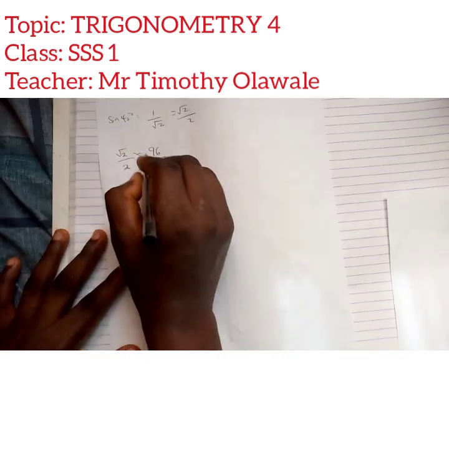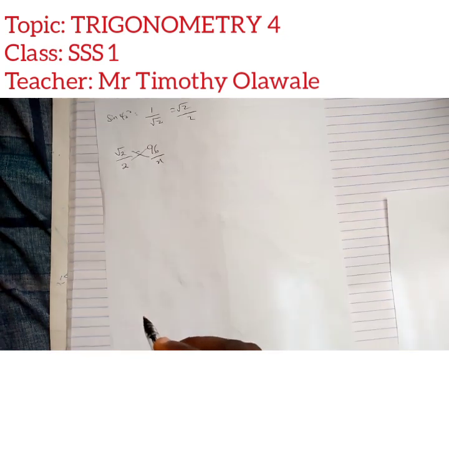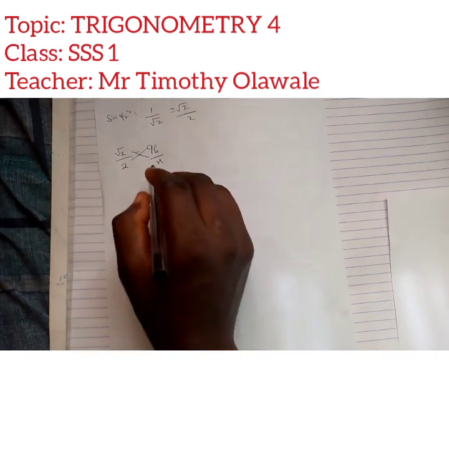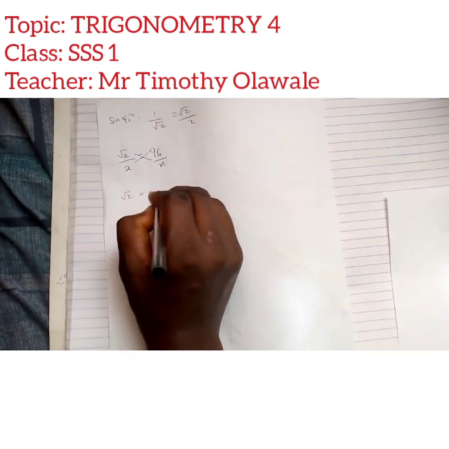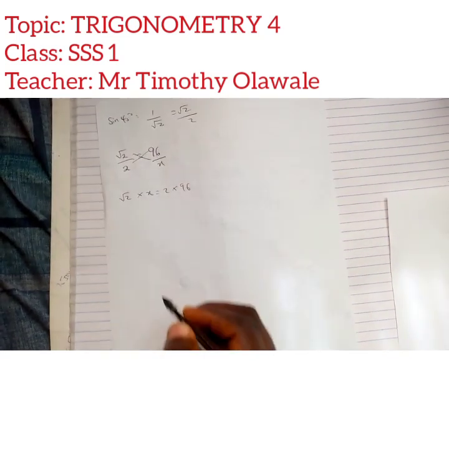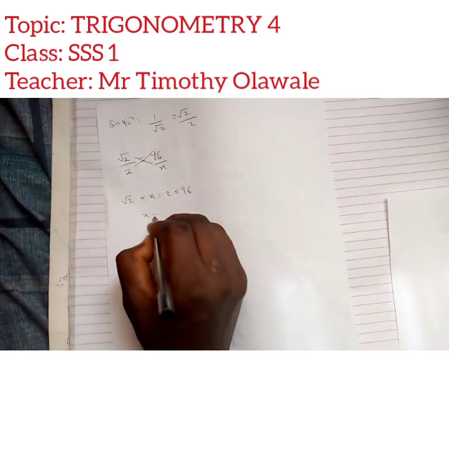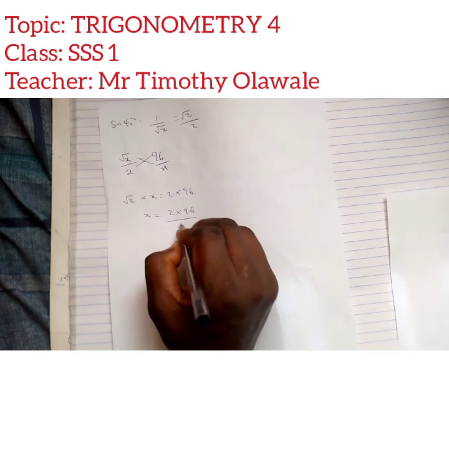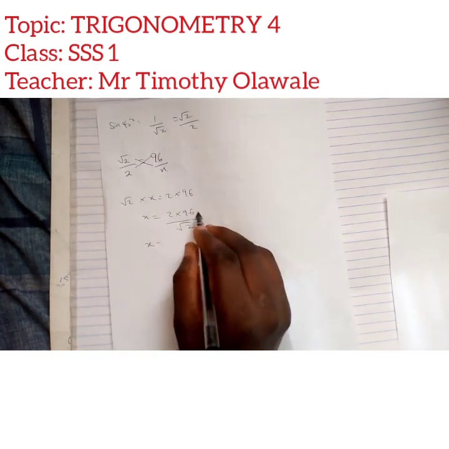Okay, so we can cross multiply. So we have root 2 times x equals 2 times 96. So x equals 2 times 96 over root 2. So x equals, 2 times 96 is what?